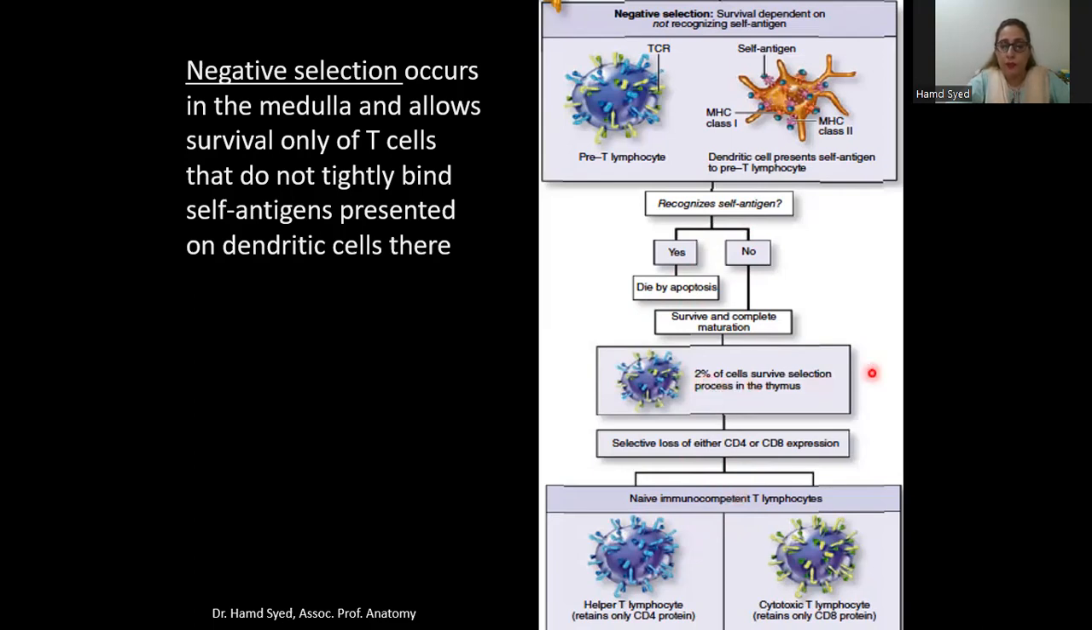Keep this in mind that 2% of cells survive the selection process in the thymus. So this is such an elaborate and important process taking place that from the total initial population of lymphocytes, it is just 2% which survives the whole selection process. And eventually the T lymphocytes that are ready to attack the invader are now the naive immunocompetent T lymphocytes, and they can either be the helper T lymphocytes, which retain only the CD4 protein, or they can be the cytotoxic T lymphocytes, which retain only the CD8 protein.